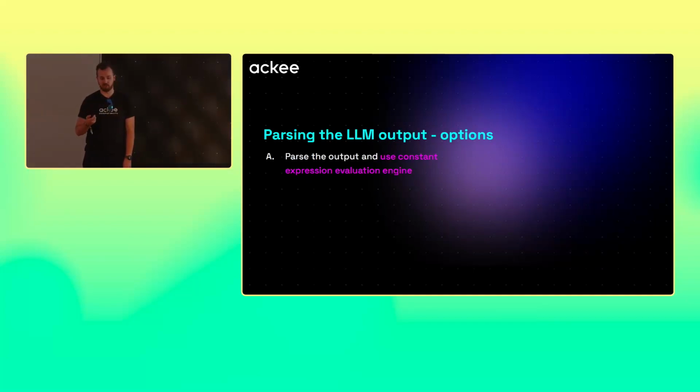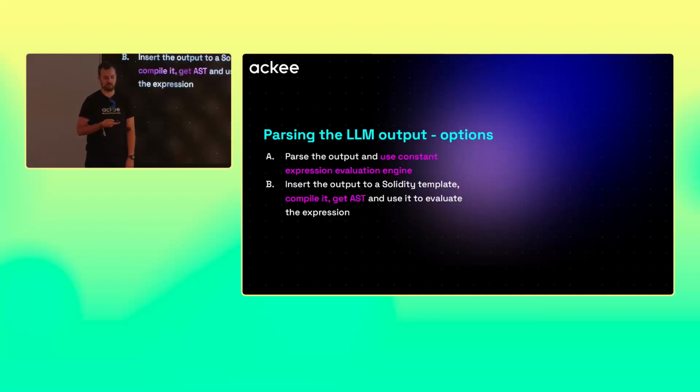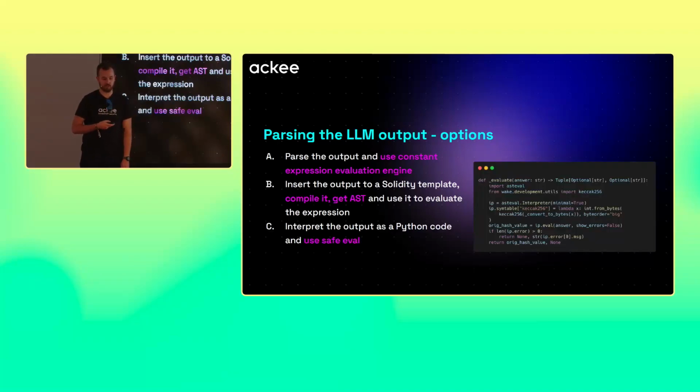And that's the thing: we need to somehow parse it. If you have a constant expression evaluation engine, then you are probably happy. Or you can insert the output into a Solidity template, which you can imagine as a contract where you get some valid Solidity code and place it into a function in the contract, so then you are able to compile it and get the value. The third option, probably the most straightforward, is to interpret the output as Python code and use safe eval, which is implemented in the snippet on the right. So it's not so complicated.